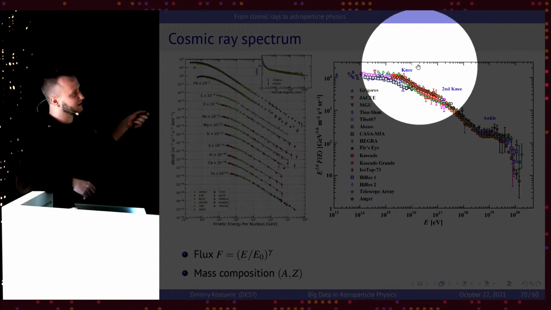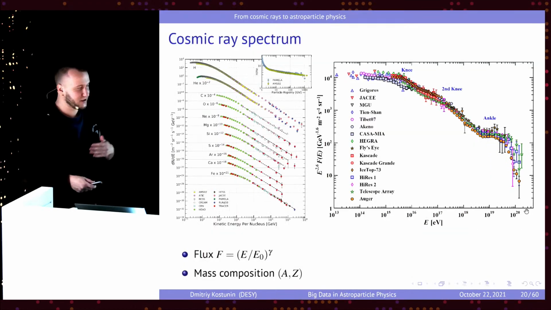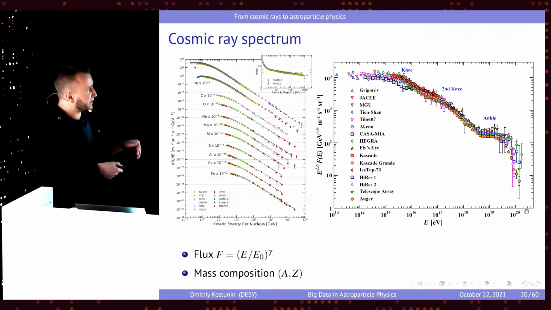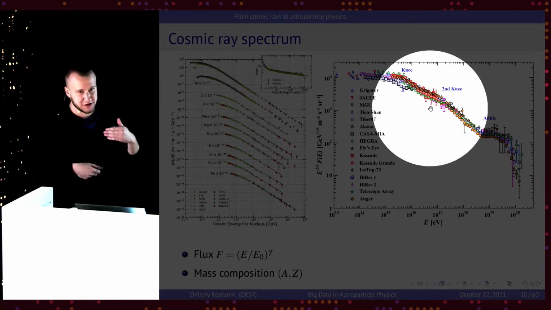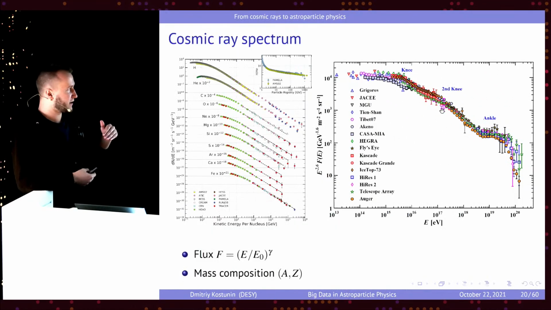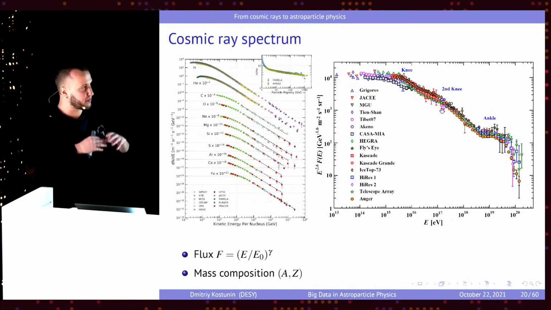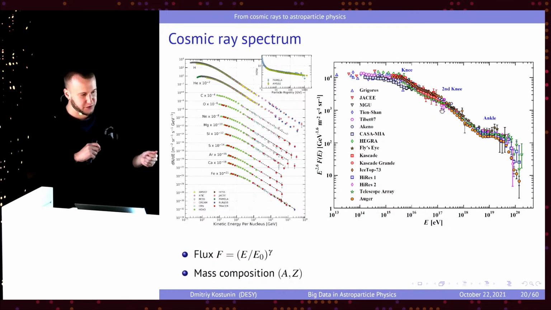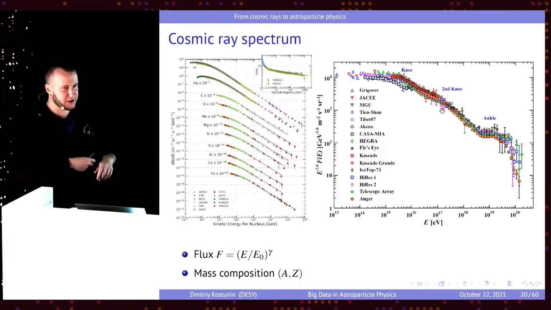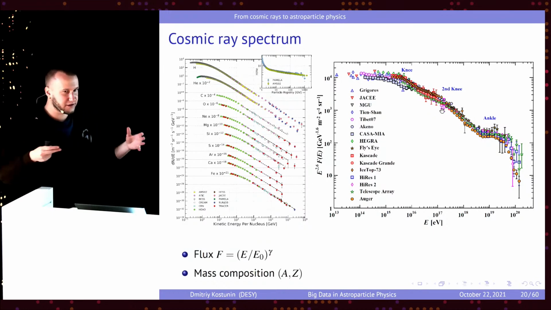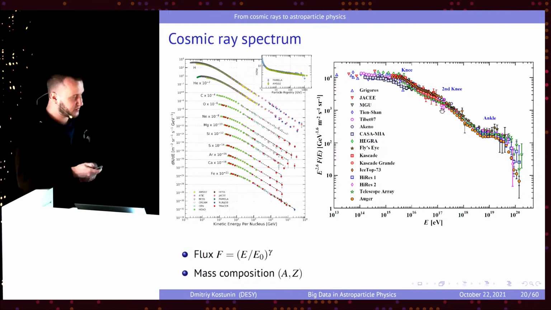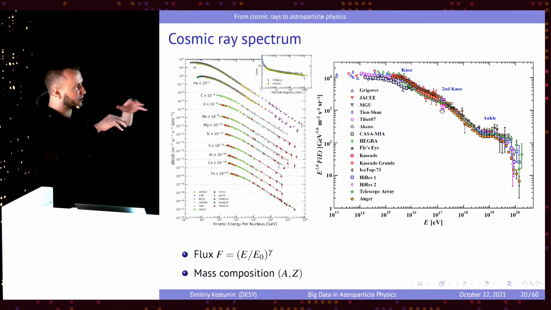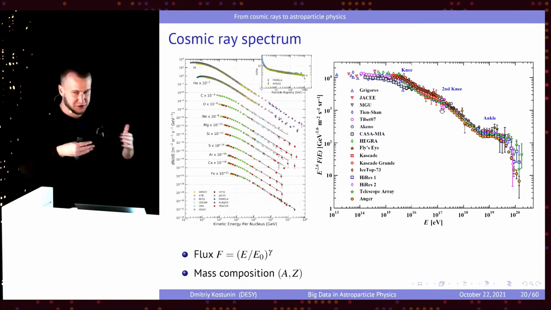So it's like a knee, second knee, ankle. So this knee, second knee, and ankle means that the spectra change its slope. When the spectra changes slope, that means that we likely have suppression of the flux, or maybe we have to switch between different accelerators, because, for example, supernova cannot accelerate particles infinitely, and some particles are kind of enclosed in the galaxy, so they cannot escape, and so on.